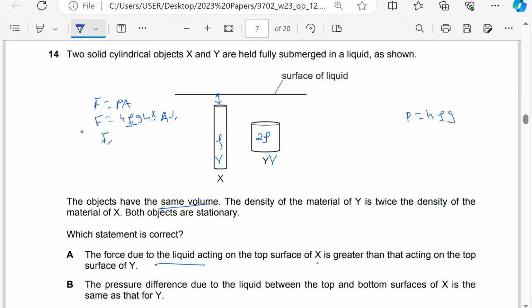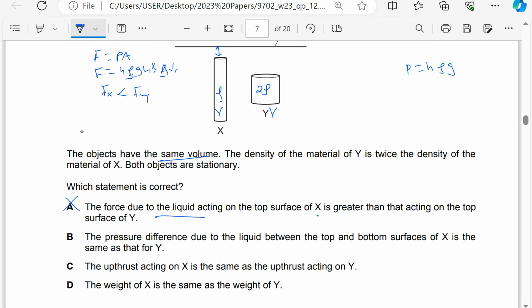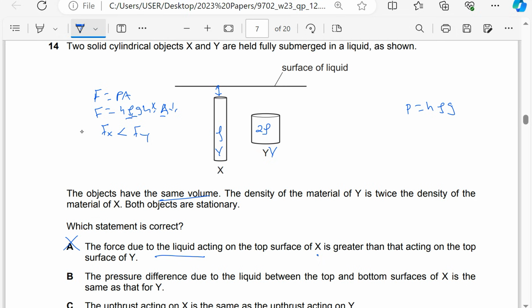So the force on top of X is less than the force on Y, because the force on top depends on the cross-sectional area over which the liquid is exerting its force. So this first statement is not correct. The next statement says the pressure difference due to the liquid between the top and bottom surfaces of X is the same. It can't be the same. Pressure difference due to the liquid.